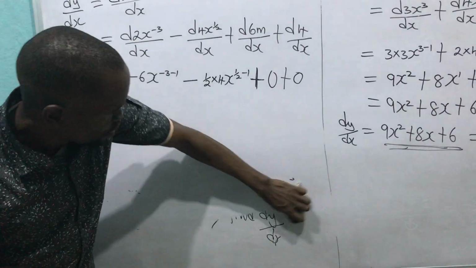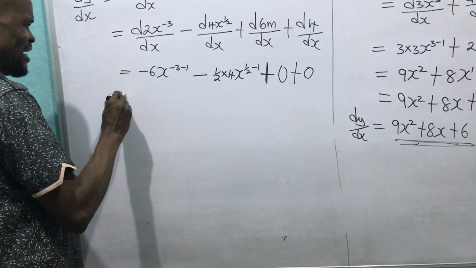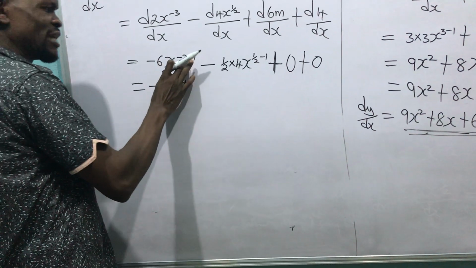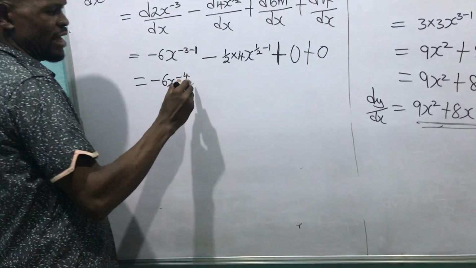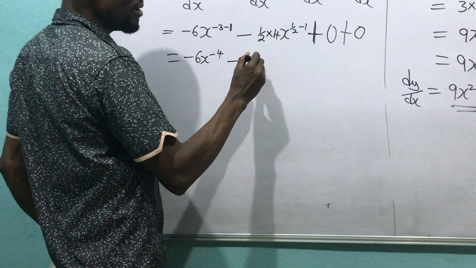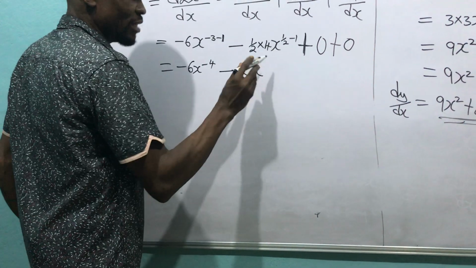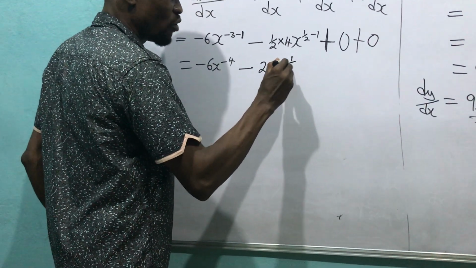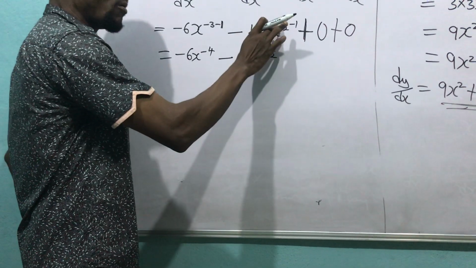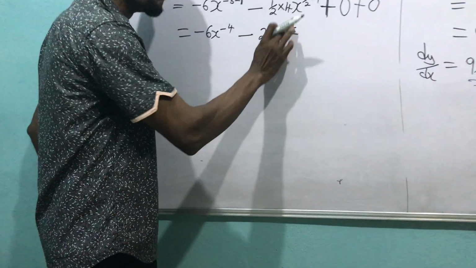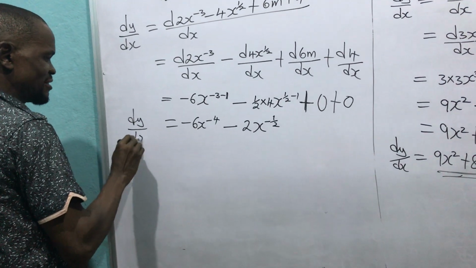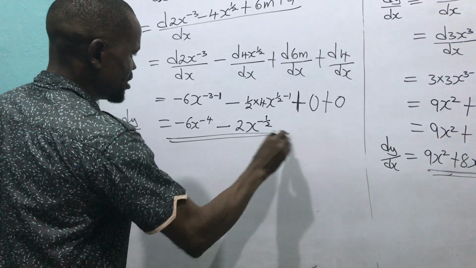We move by saying that this will give me minus 6x to the power minus 4. Remember, minus 3 minus 1 will give me minus 4. Then minus half of 4, that's 1 over 2 times 4, will give me 2. This, you remember what I said about this, will give me 1 minus 1 over 2. That means 2 times x to the power minus 1 over 2. 1 minus 2 will give me minus 1 over 2. Then this becomes my dy/dx. That's my answer of this differentiation.